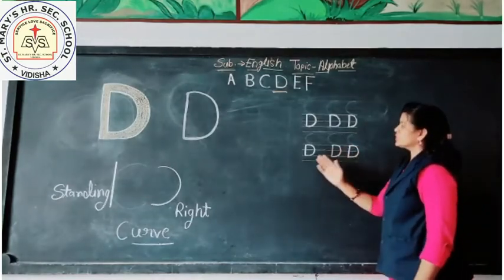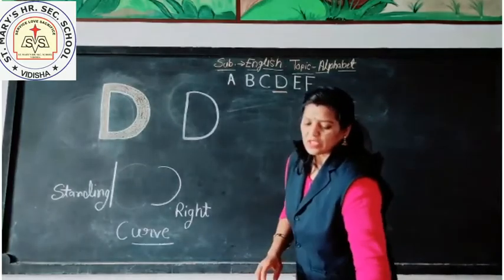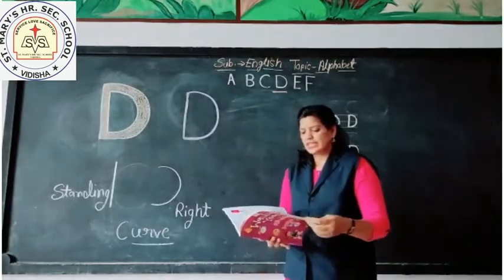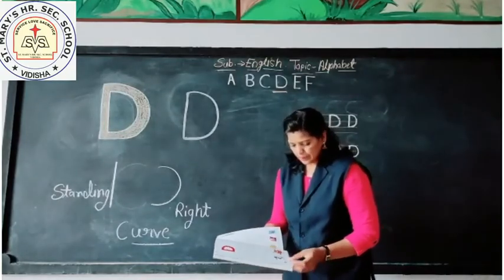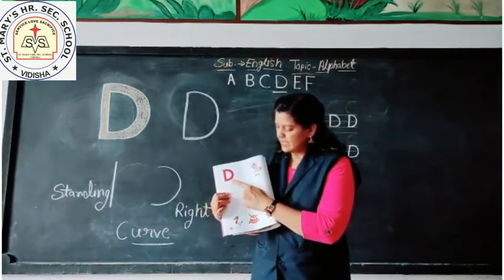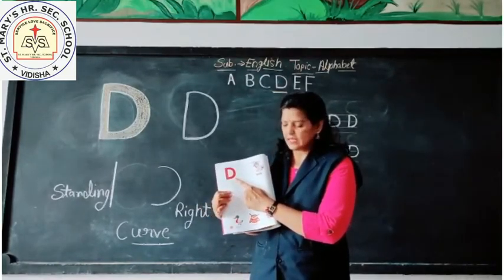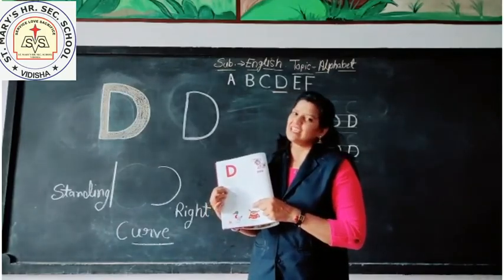Okay, children. So today we have learned letter D. So please write it in your textbook. There is page number 8. And here you can see letter D. So here please write it neat and clean and nicely.